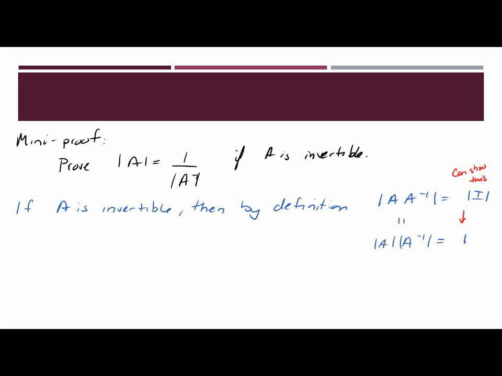But the determinant of I is 1. I'm going to prove that for you too. I realized I don't think I've ever proved that for you guys. And that's all she wrote. We're done. Because if I have the determinant of A times the determinant of A inverse equal to 1, then I can solve and I get both of these identities. If I divide both sides by the determinant of A inverse, I get this one. And if I divide both sides by the determinant of A, I get that one.